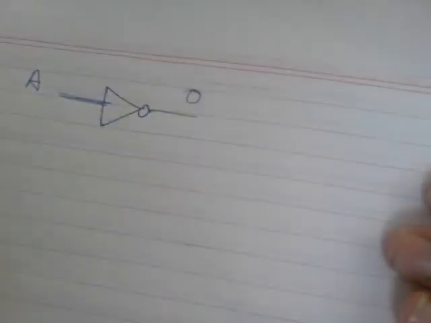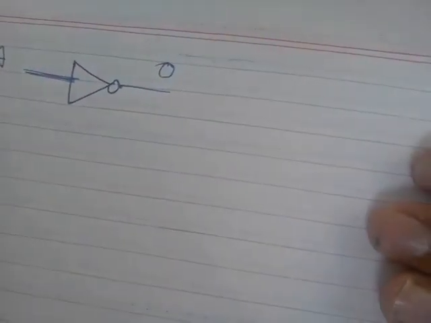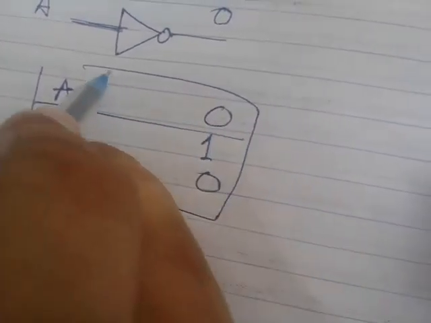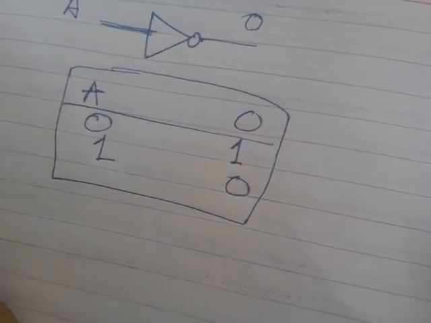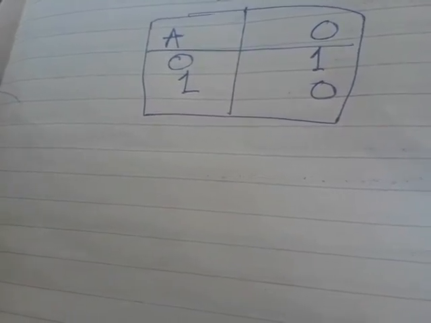So if A is the input and O is the output, then if A is 0, O will be 1, and if A is 1, O will be 0. The truth table would be A, O. So A is 0, O is 1. If A is 1, O is 0. Very simple. The NOT gate is actually very important, and you will observe later that this NOT gate is used to create another type of gate.